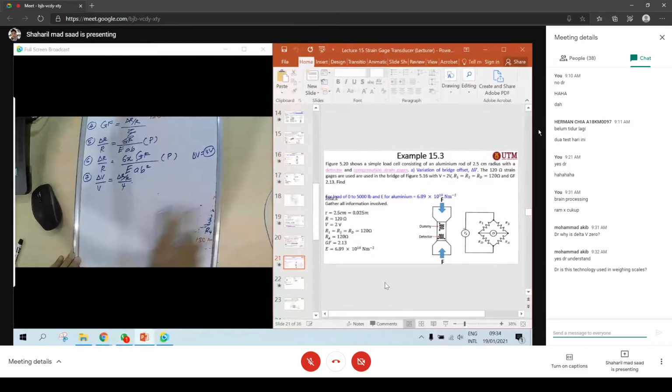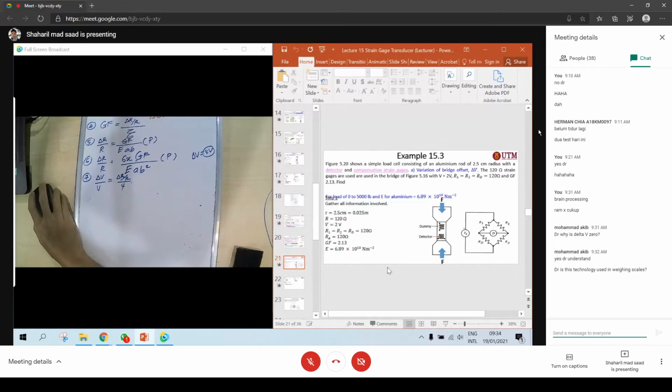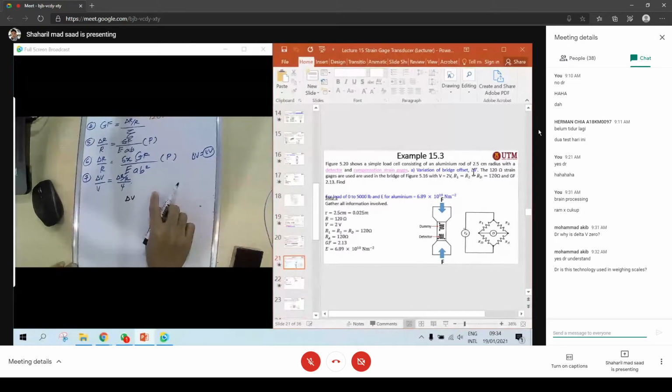15.3 is quite simple. The figure below shows a simple load cell with an aluminium rod, 2.5 cm radius, a detector and a compensation strain gauge. It is from example 15.2. Determine the variation of delta V. We're going to find the delta V, for R1 equal to R2 equal to RD, and the gauge factor K is given. Okay, this one is quite simple.